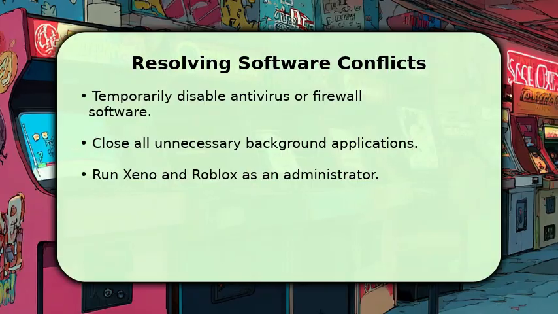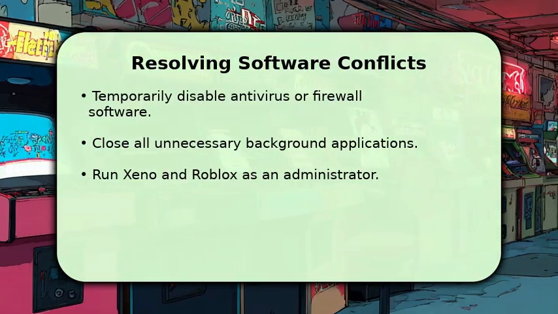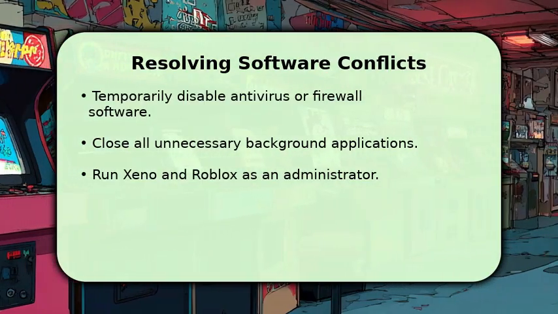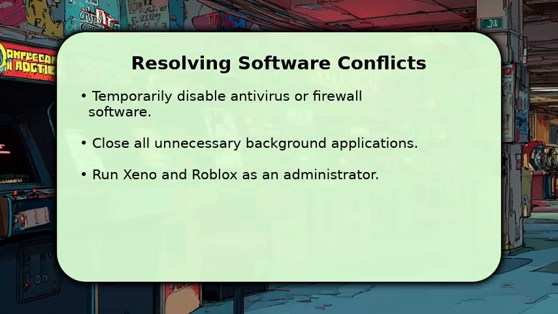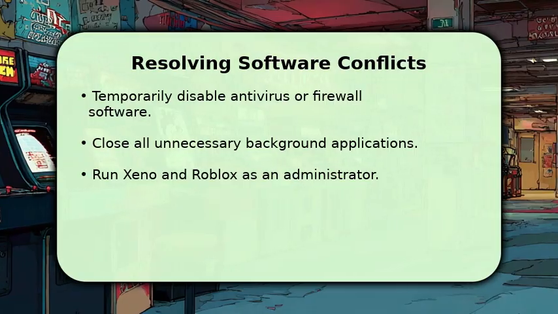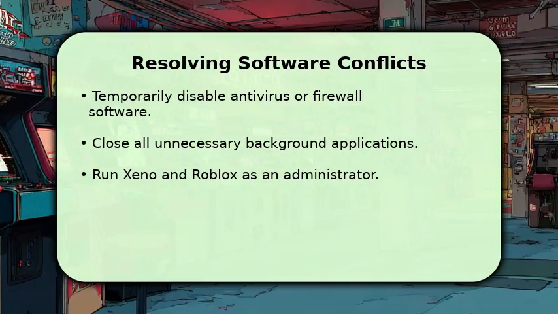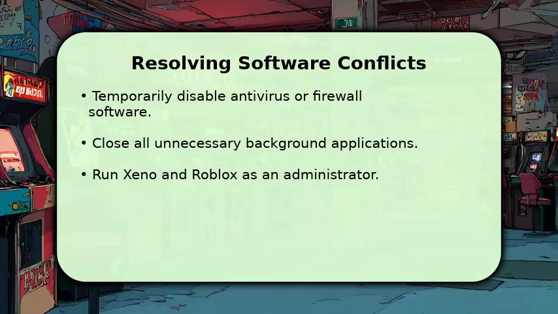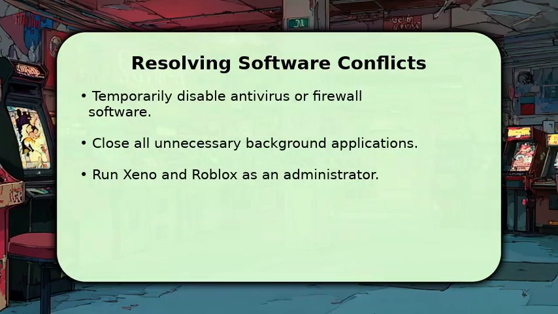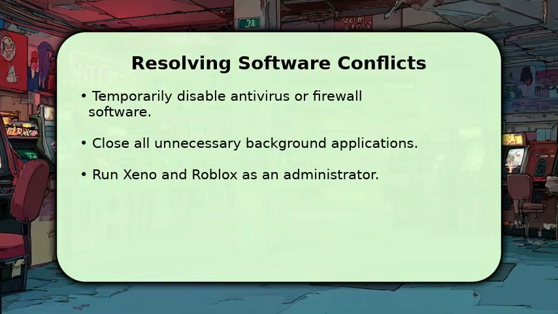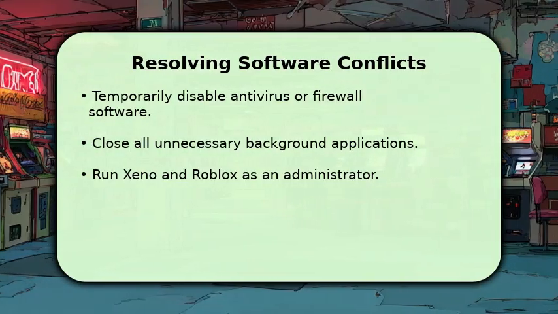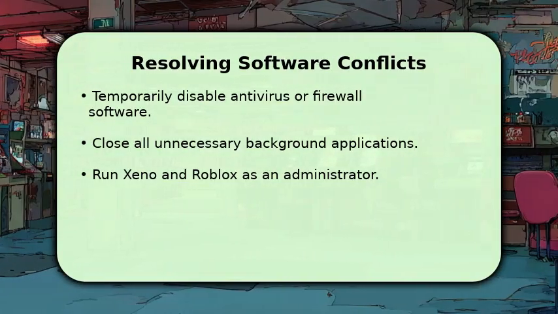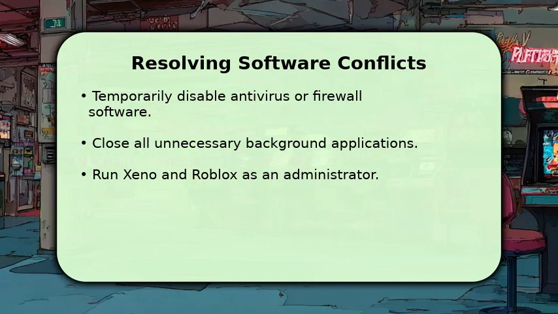Next, let's tackle common software conflicts. Temporarily disable your antivirus or firewall software, as they can sometimes block legitimate applications. Close all unnecessary background applications to free up system resources. Finally, run both Xeno and Roblox as an administrator. This ensures they have the necessary permissions to operate without interference, often resolving compatibility issues caused by restricted access.